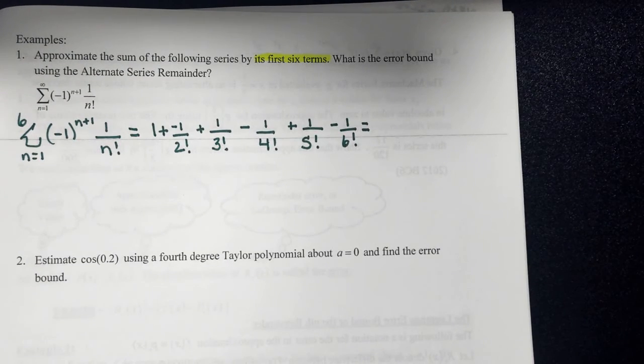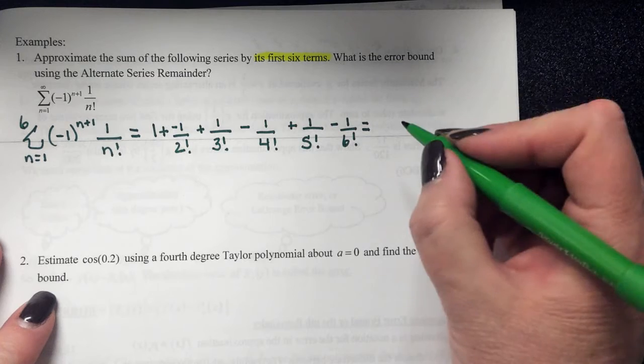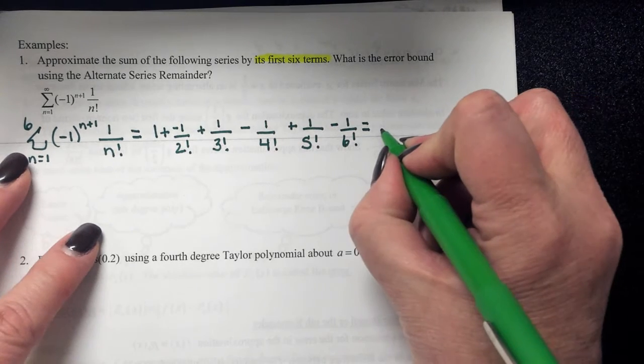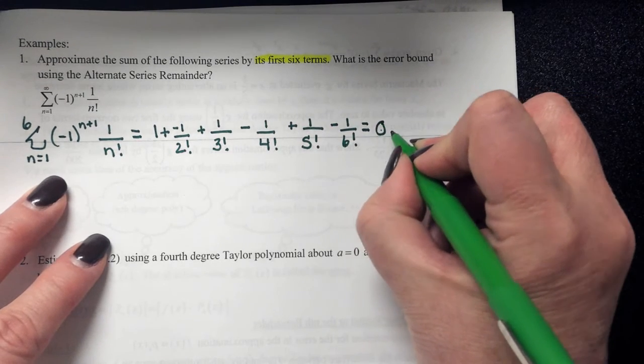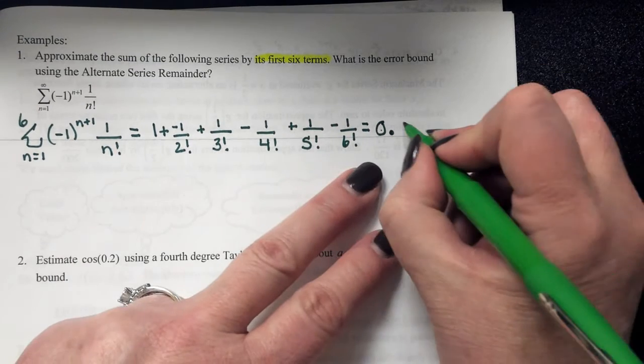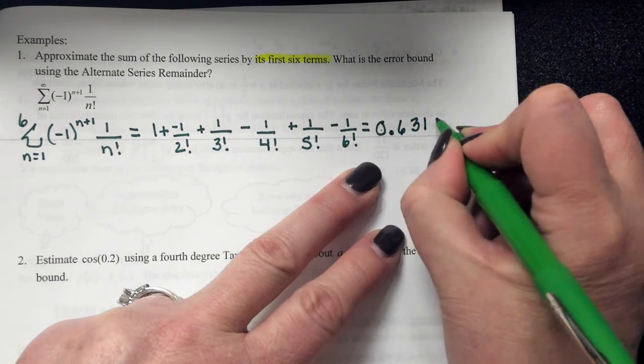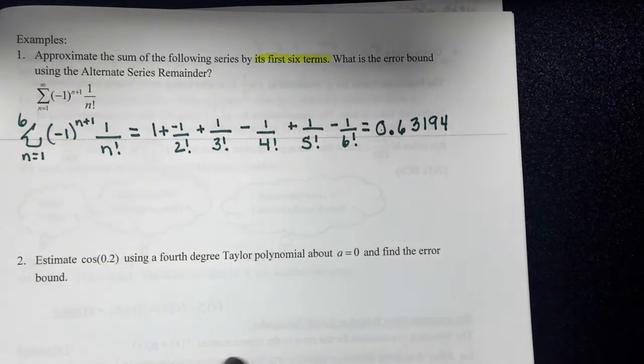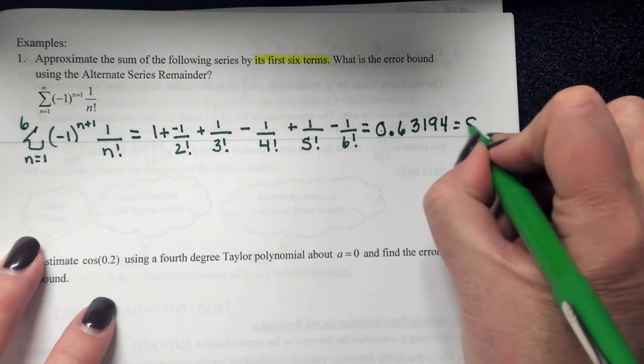You always want to take these decimals out because some of these you're going to see that the remainders are very, very small. So you definitely want to take these decimals out to about 5 or 6 decimal places. So this approximate sum is going to be about 0.63194. And this is your partial sum of the first 6 terms.